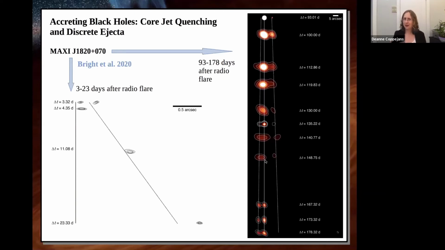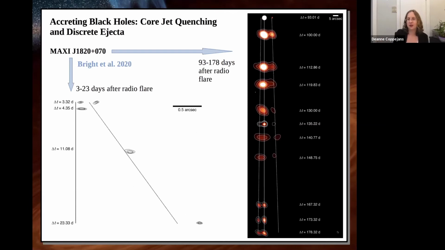Now, in the soft state, the core jet should be quenched. So at first it was confusing what this emission came from. But using VLBI, as I'll show you in this bottom left-hand corner, they found that the core jet was quenched, but it had ejected these discrete ejecta that were expanding ballistically. So here the solid line indicates where the core of the jet should be. And here are these blobs of apparently superluminally moving ejecta over time.